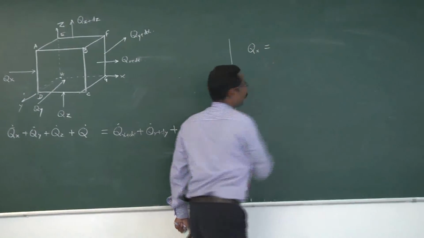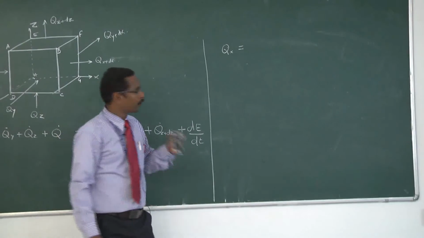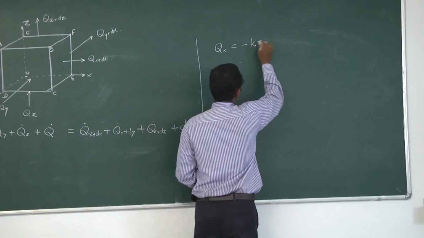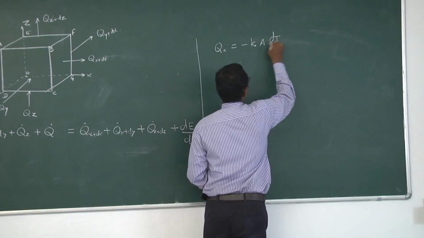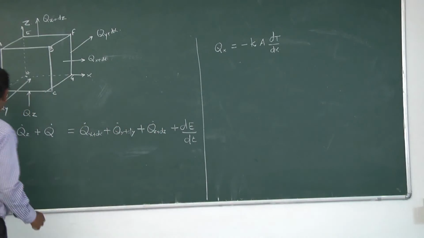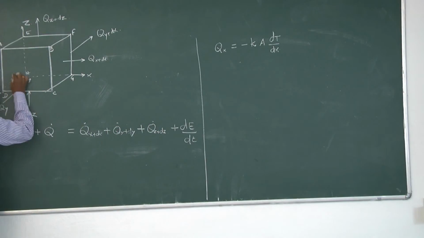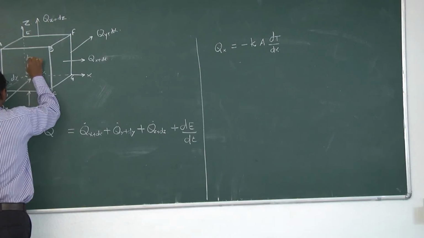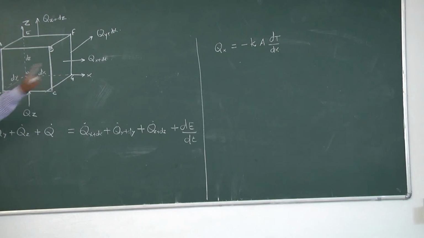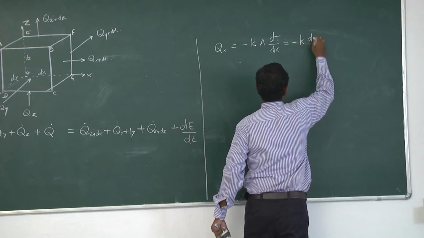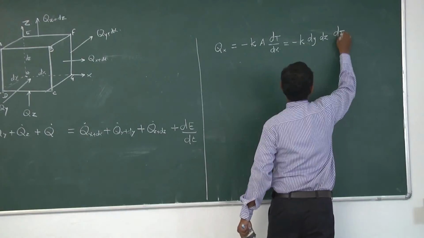For finding Qx, we need the Fourier law of heat conduction. By Fourier law of heat conduction, Qx is minus k into A into dT divided by dx. Here the surface area that we have to consider, for this Cartesian coordinate, this is dy, this is dx and this will be dz. For Qx I have to calculate the area of this surface, dy and dz. So the area will be equal to minus k into dy into dz into dT divided by dx.